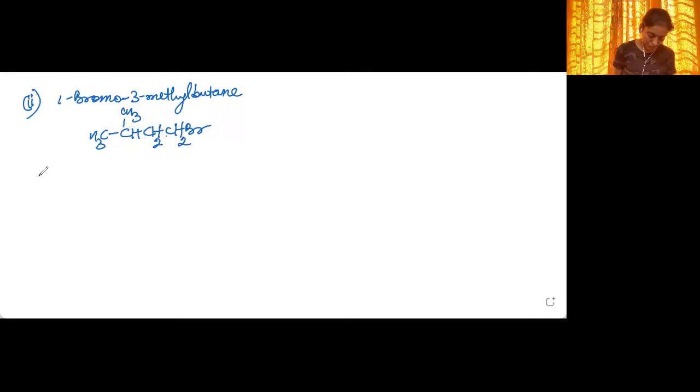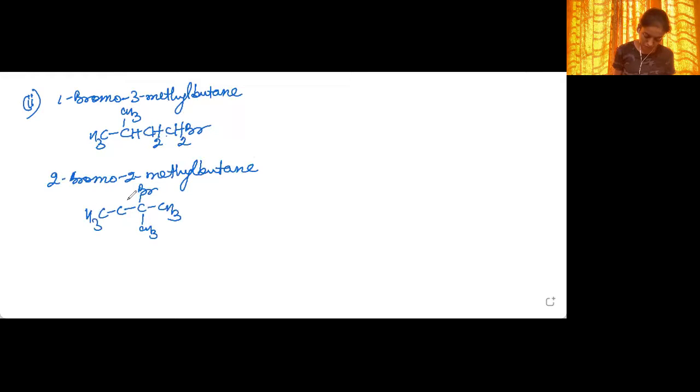Okay, then the second molecule that has been given is 2-bromo-2-methyl butane. 1, 2, 3, and 4. At the second position, there is bromine and there is a methyl group. And the third molecule that has been given is 2-bromo-3-methyl butane.